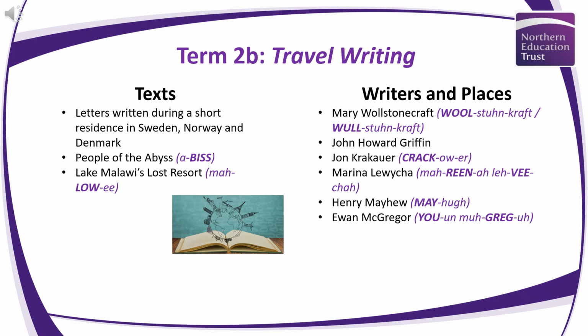In terms of writers and places, for the first writer, there's two pronunciations you tend to find of her surname. There's Mary, and it's either Wollstonecraft or sometimes Wollstonecraft. So it's either Mary Wollstonecraft or Mary Wollstonecraft, and both are valid. We have John Howard Griffin, fairly straightforward. And then we have John Krakauer.